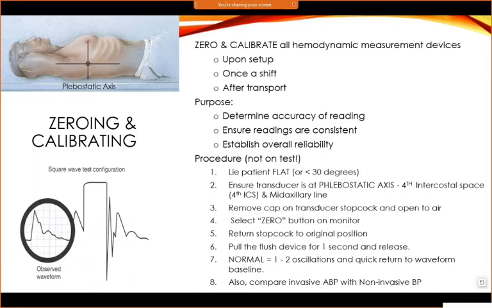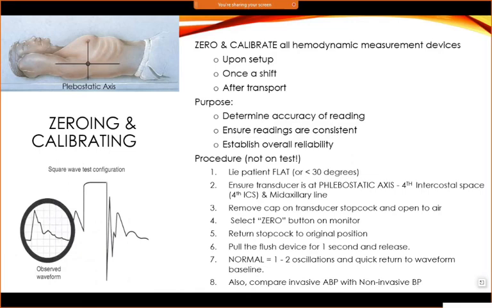And so we put that transducer at the level of the heart, and then we zero it once at setup, or right after it's set up, or once a shift, or after transport, just basically to make sure that the readings we're getting are accurate and that our trends are accurate. What you do is you lie the patient flat, you put the transducer there, you open up the transducer to air, and it should have no pressure on it because it's open to air, and that's called the zero pressure. Then we close it up and we look at the waveform.